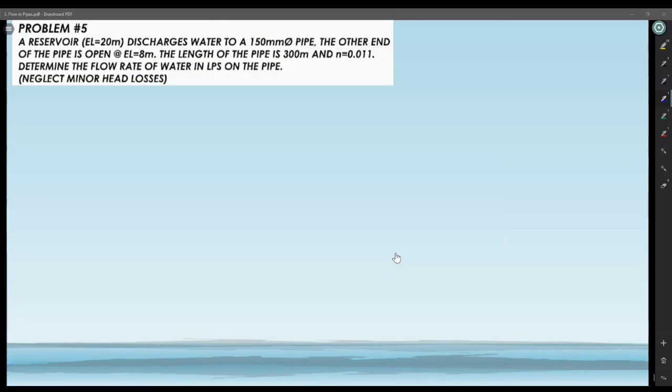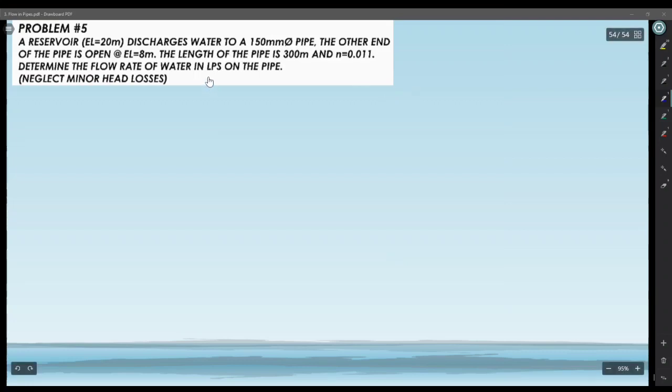Okay guys, so let's proceed with problem number 5. So, ito is application na. So, paghahaluin na natin yung natutunan natin from the topic na head losses, yung major head losses and minor head losses. So, dadalhin na natin siya dun sa Bernoulli's energy equation.